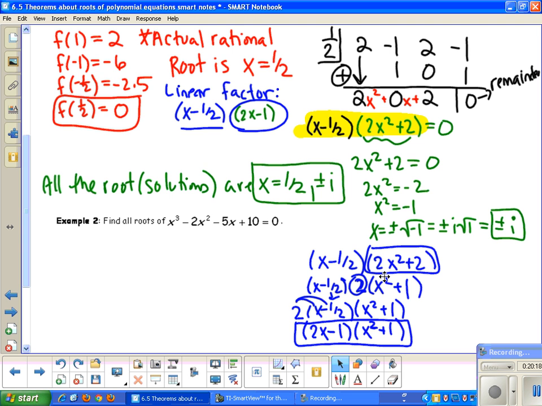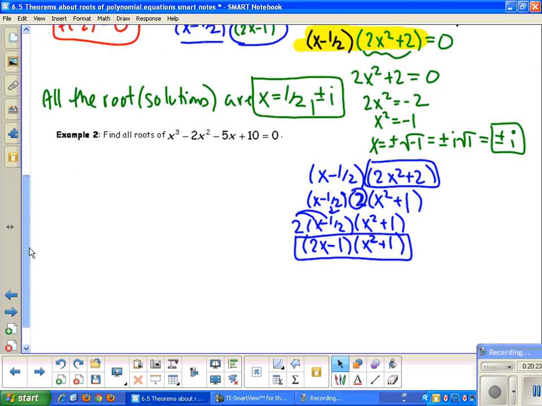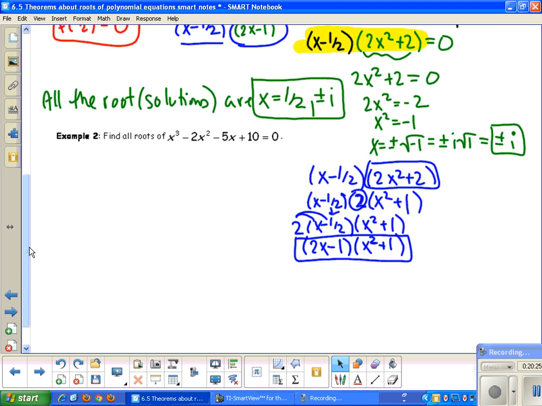And again, make sure you practice it and practice plugging into your calculator. So in class, we're going to do example 2, and then we're going to do some more practice in groups, and then we will finish the rest of it and talk about the irrational root theorem and the imaginary root theorem.